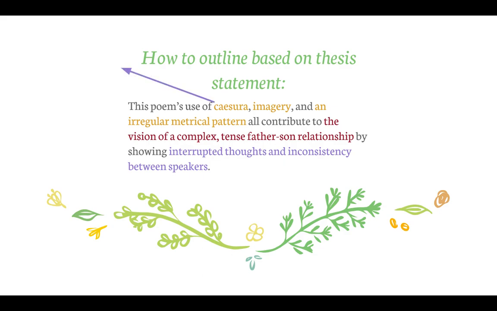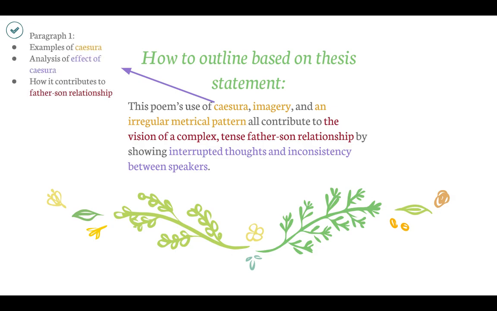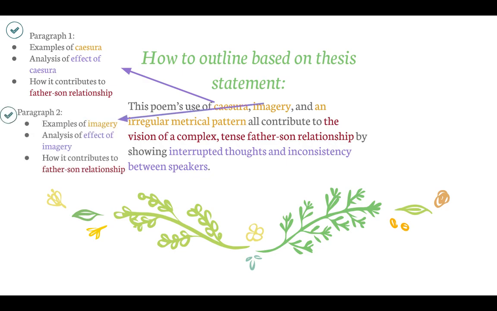So we see that because our first literary device that we mentioned in the thesis is caesura, we want to go in order of our thesis. So our first body paragraph is going to include examples of caesura, an analysis of the effect of caesura, and how that contributes to the father-son relationship. Our next body paragraph is going to do pretty much the same thing but with imagery. So it will provide examples of imagery, it will analyze the effect of the imagery, and explain how that imagery contributes to the father-son relationship.